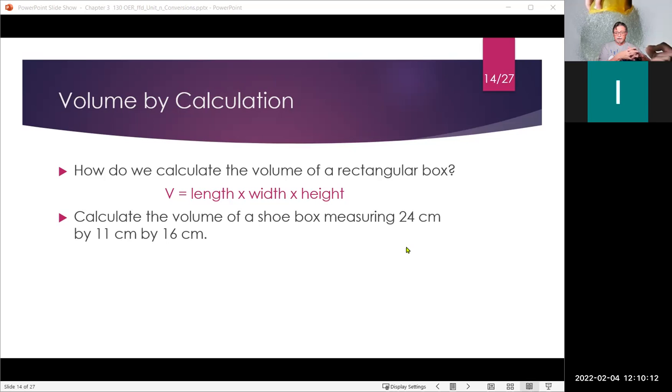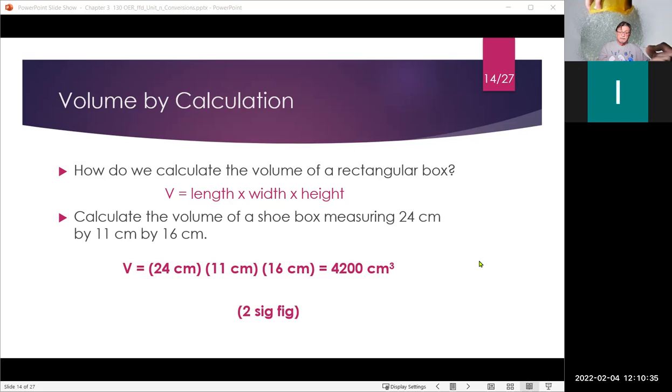In this case, they are, because it's 24 centimeters times 11 centimeters times 16 centimeters. All three numbers have 2 sig figs, so our answer should have no more than 2 sig figs, okay? And that turns out to be 4,200 cubic centimeters. Don't forget your units. All right. And that is the volume for this particular box, as we measured it out.